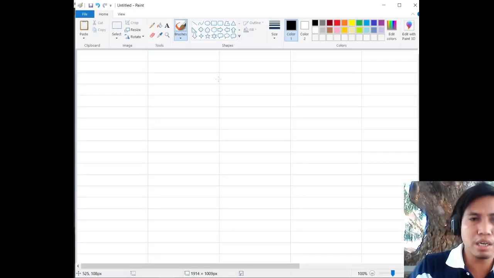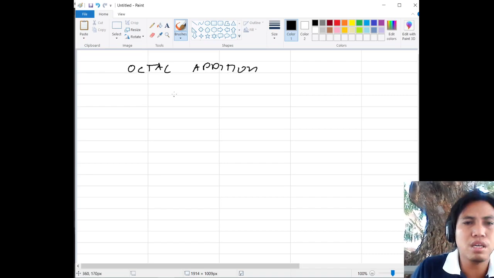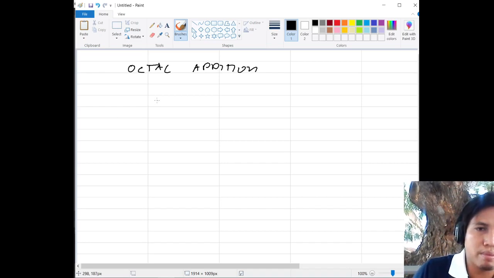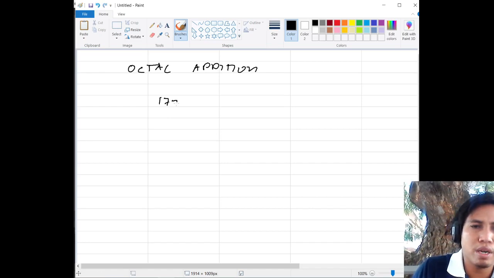Okay, let's continue. Let's try another base. Let's say octal addition. The process is still the same. So, if the digit is already invalid, you just need to subtract the base and then get the resulting value. So, let's say we have 177 plus 675. Okay, this is in the base of 8. Take note that the digits of octal is actually 0 to 7 and the base is 8.